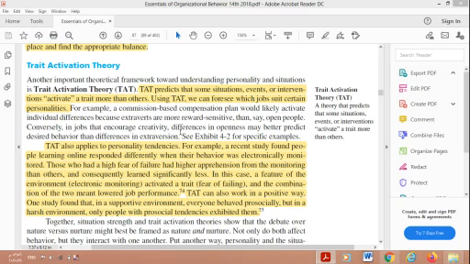How can this theory benefit the organization? We can use it to foresee or predict which job suits a certain personality.